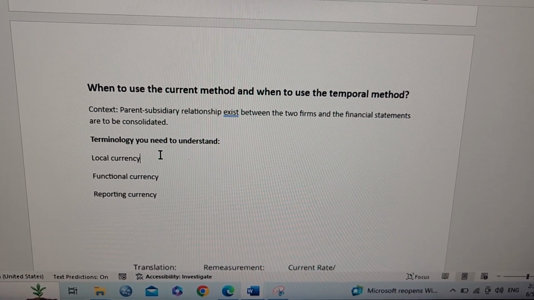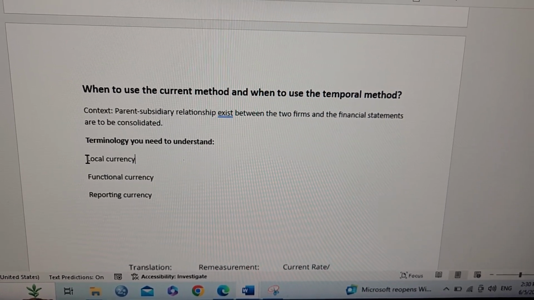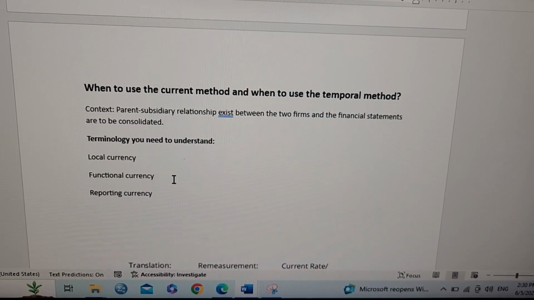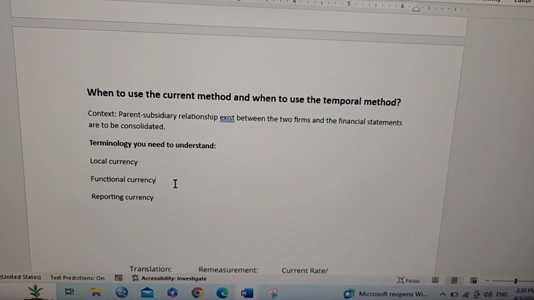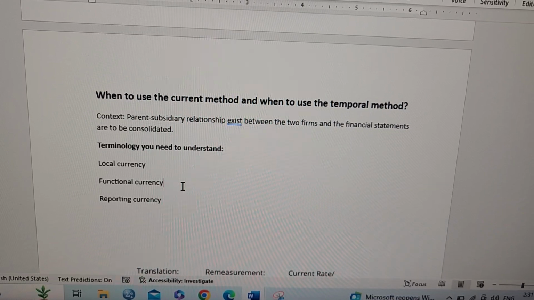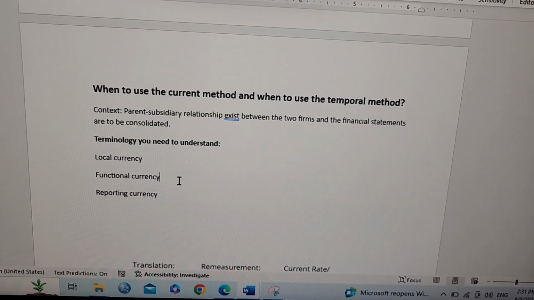And also, there are certain words that you need to know the meaning of. So, first is the local currency. Now, let us assume that a US company has a subsidiary in the UK. The local currency would obviously be the pound because the pound is the currency that's used in the UK.